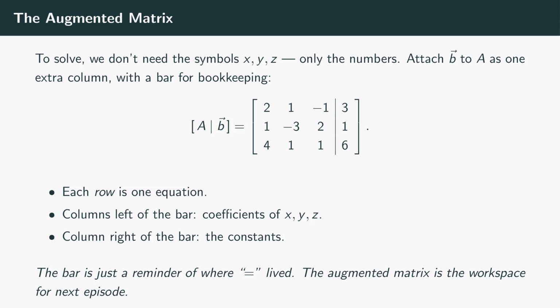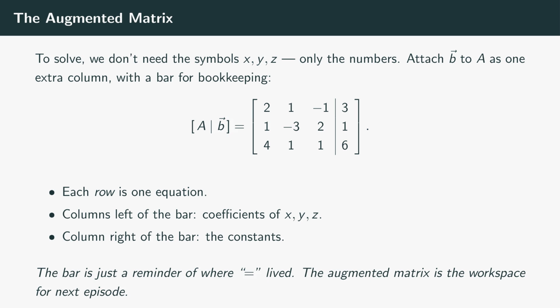For the purpose of solving, even the variable names are excess baggage. The letters x, y, and z only tell us which column a coefficient belongs to, and the grid already records that, so we strip the names and keep just the numbers, forming the augmented matrix. We take the coefficient matrix A and glue the right-hand side vector b onto it as one extra column on the right. A vertical bar separates the coefficients from the constants, purely as a bookkeeping reminder of where the equal signs used to be. Now read it back.